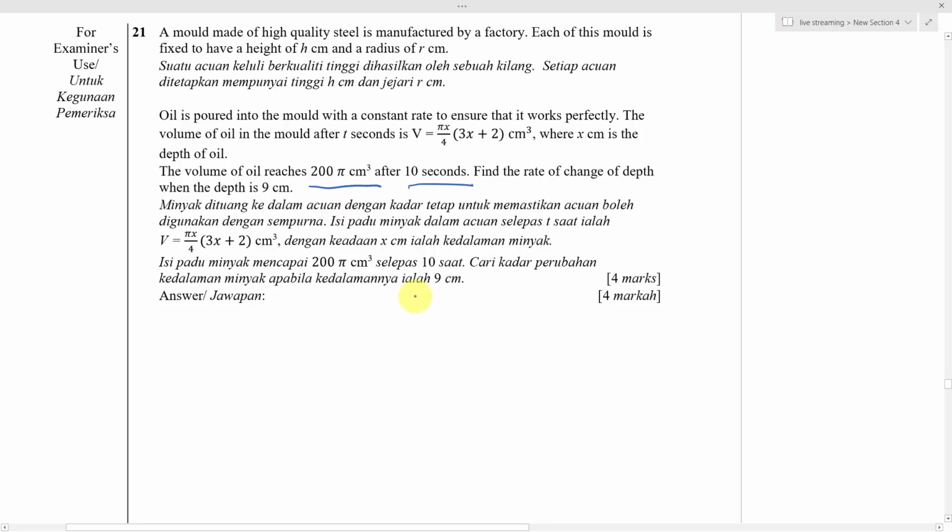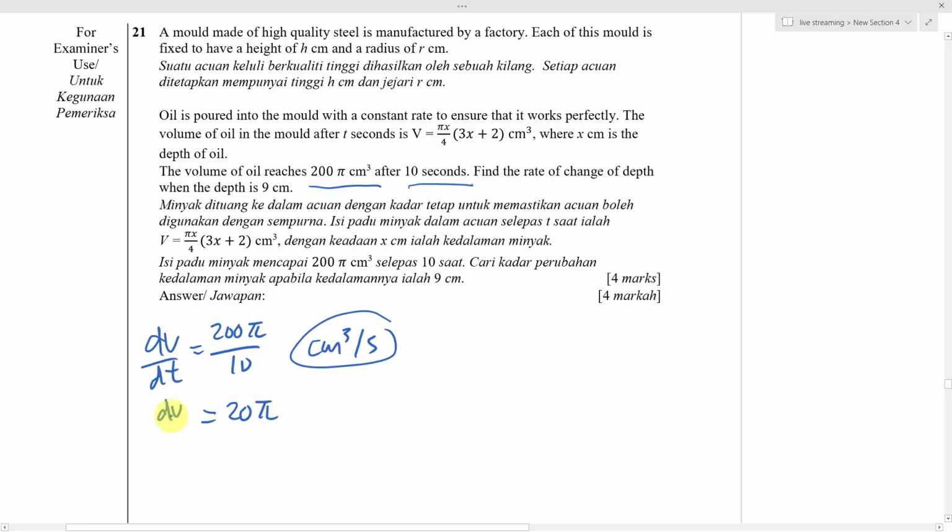So that means I want to know the cm cube per second, because I want to get dV dt, isn't it? dV dt is cm cube per second. So I use the volume divided by time, and I will get 200 pi as my dV dt. And you ask, how do I know it's dV dt? Because 2000 pi is volume, 10 seconds is the time, so volume divided by time gives dV dt.